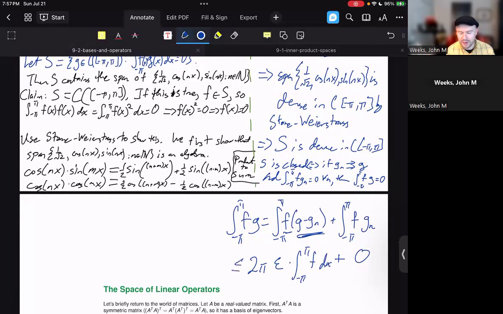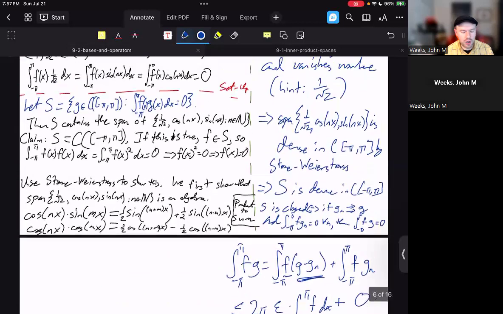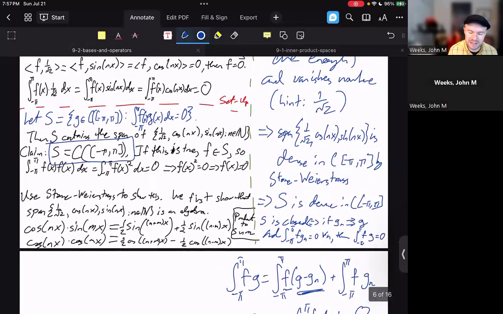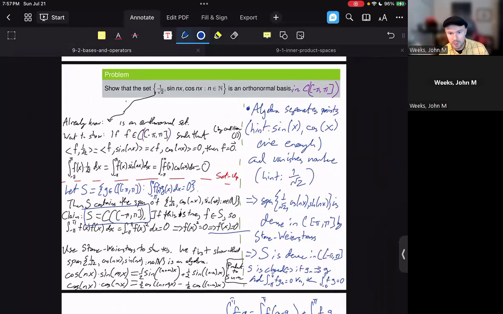So this is less than or equal to here. And because this is a bounded integral, because f is continuous and it has an absolute max and an absolute min on its interval from negative pi to pi, because this is a bounded function, this is a finite value, and because of that, we can just let epsilon go to 0. And now we have shown that S is equal to the space of continuous functions, which shows that the function f of x is equal to 0, and this completes our claim that this was indeed an orthonormal basis.